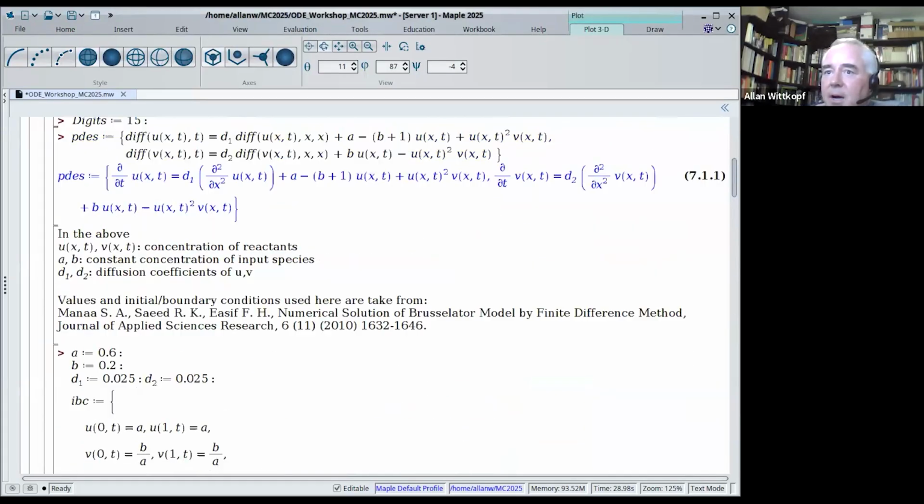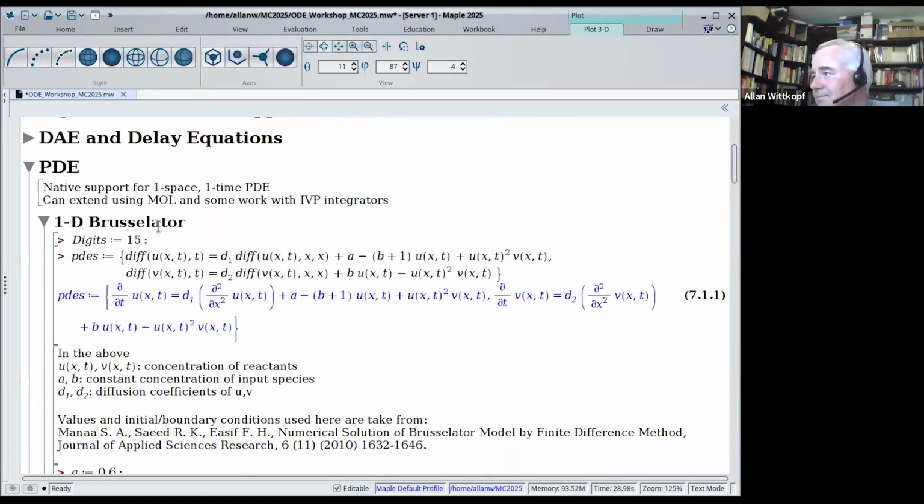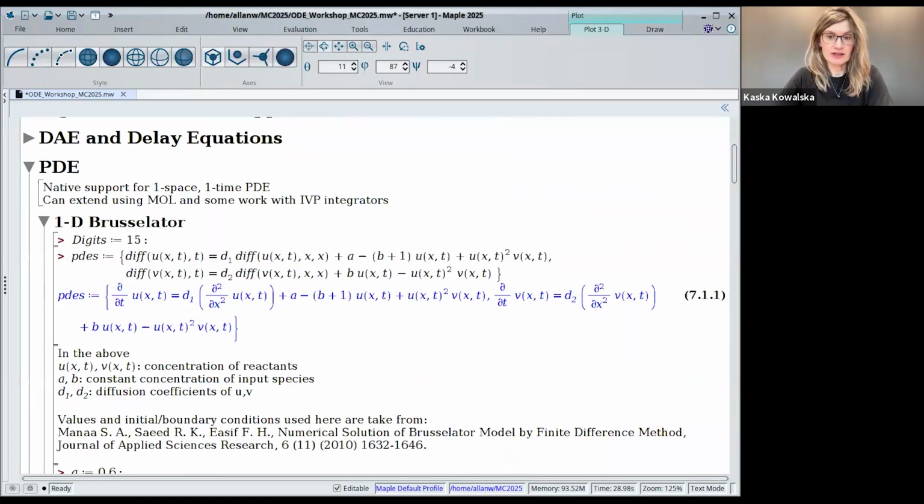Okay. Are there any questions on the Brusselator? There's a question from Samir. Yes. Is pdsolve numeric in Maple based on method of lines, converting the PDE to a set of ODEs and using dsolve numeric to integrate the set of ODEs?